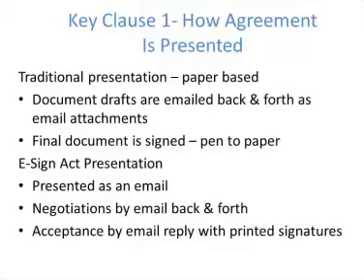And it's important to note that when I designed the two JV agreements in our system, I wanted to try to make them as close as possible to the typical handshake JV. So I designed them with an e-sign act presentation, which goes as follows. There's an initial presentation by email, the negotiations go back and forth by email, and then there's acceptance by email reply with printed signatures. All of this makes the presentation, the negotiation, and the acceptance of this agreement very, very efficient and similar to a handshake deal in some respects.